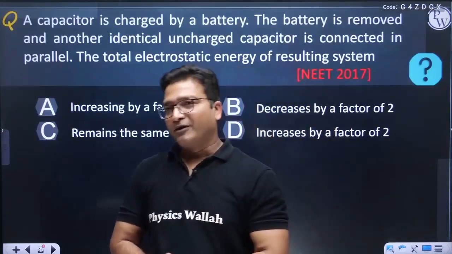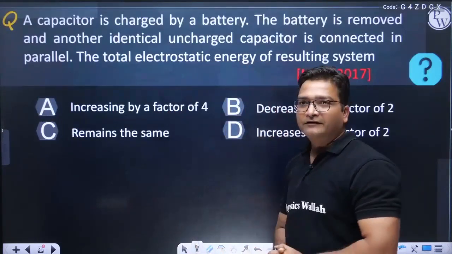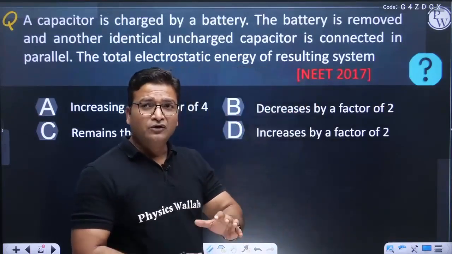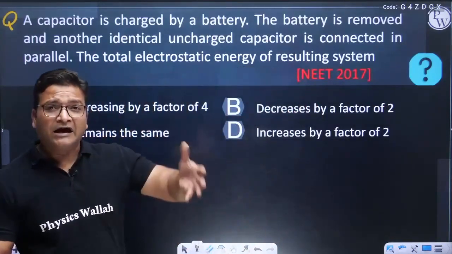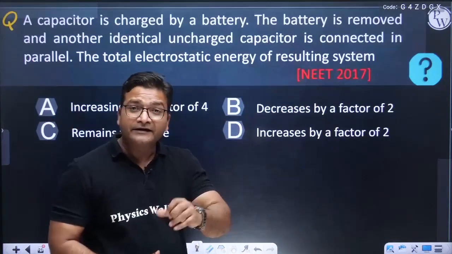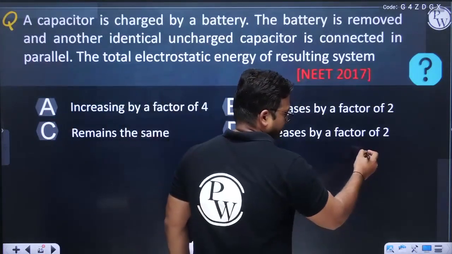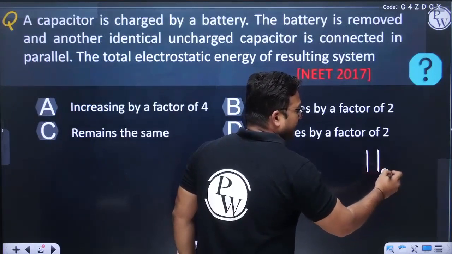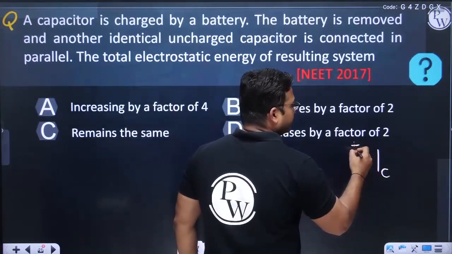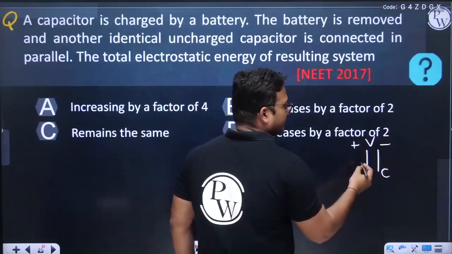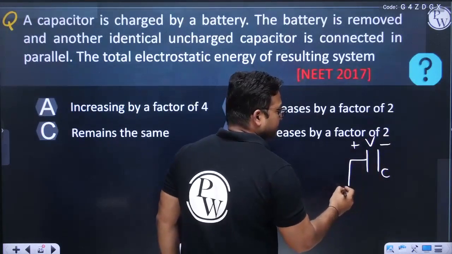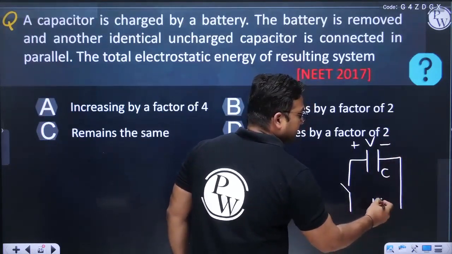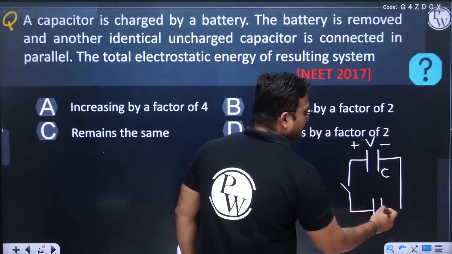Now we have a problem, and the problem says a capacitor is charged by a battery, the battery is removed, and another identical uncharged capacitor is connected in parallel. Let me draw the diagram. We have a capacitance C charged to a potential of V with the battery, and now we have connected another identical but uncharged capacitor across this.